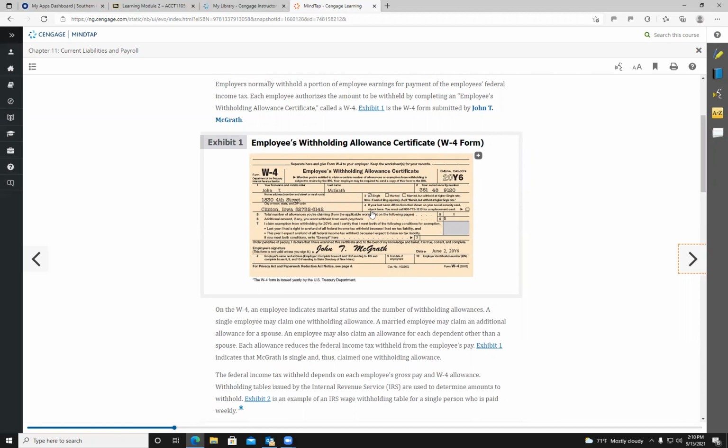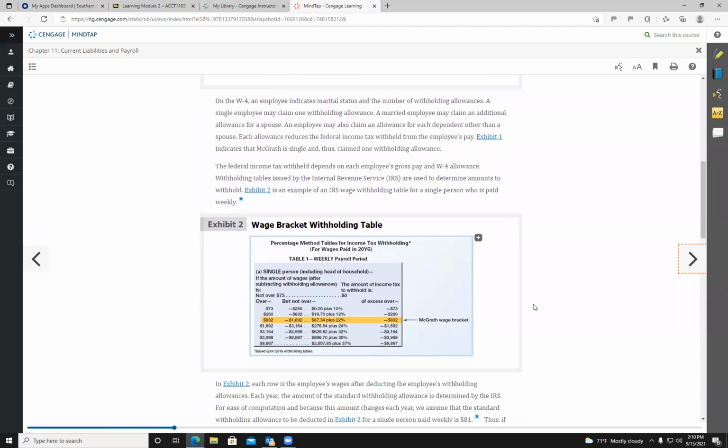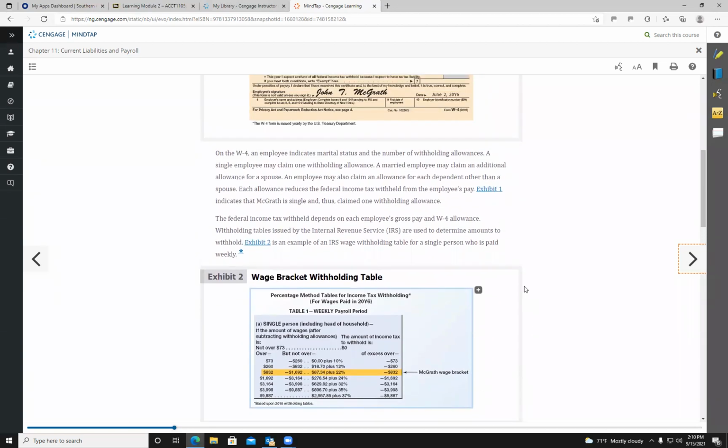If your last name differs from that on your Social Security card, they want you to get a new Social Security card, because they want this information to match your Social Security number, since this is how they identify you. And then you have boxes 5, 6, and 7, and these are talking about allowances and exemptions. So let's go down here and talk more about the W-4.